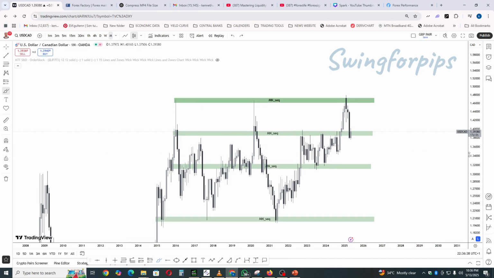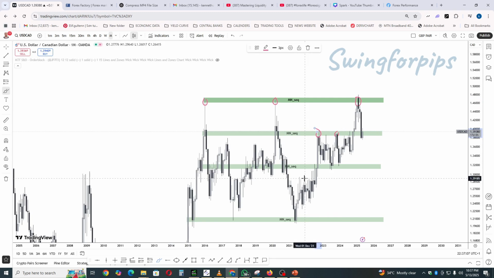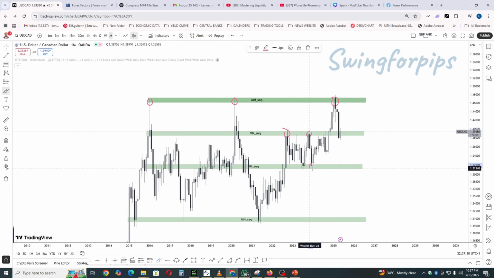Right here on the monthly, we can make some annotations. We can see these points here. This is the resistance zone. That's price coming all the way from here, hitting this resistance, and then going down. Then we have another zone here, another point here, resistance, resistance. Here we have support, and we have support right here.